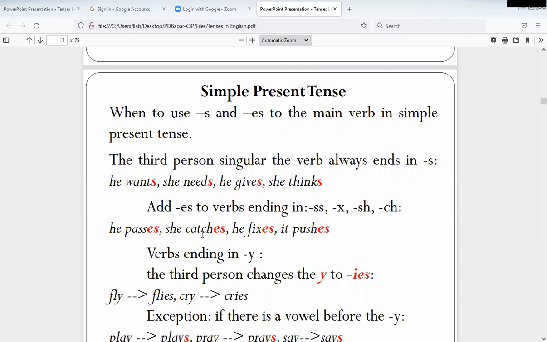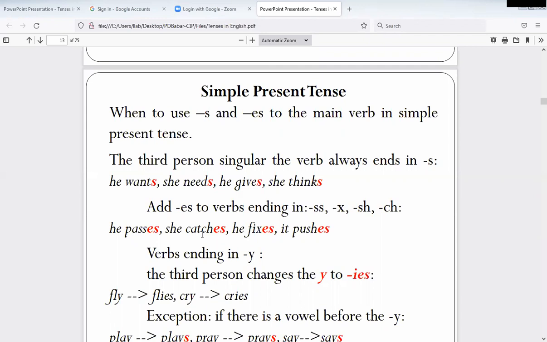Okay, so he catches the fish. We can say that. Or he catches the ball. If he's playing cricket, and the batsman has struck the ball to the fielder, then he catches that ball. Okay, he will catch the ball. So he catches, she catches.